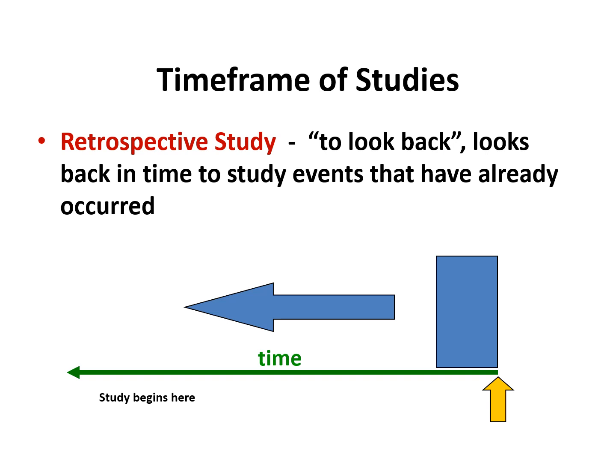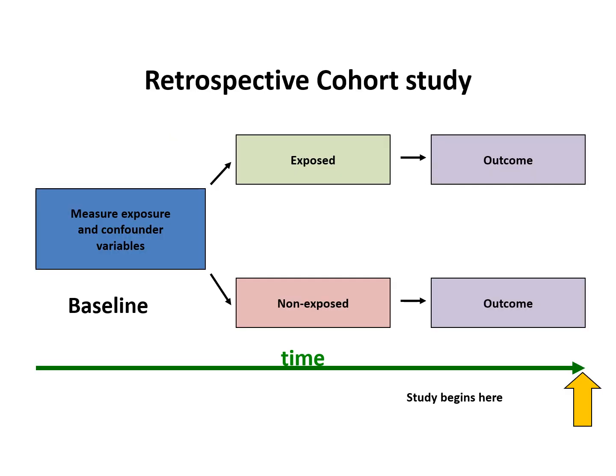The time frame for a retrospective study is to look back in time to study events that have already occurred. In a retrospective cohort study, when the study begins, we already have the outcome, and we look back towards the exposure, whether they are exposed or not exposed, and finally, we measure the confounder variables.